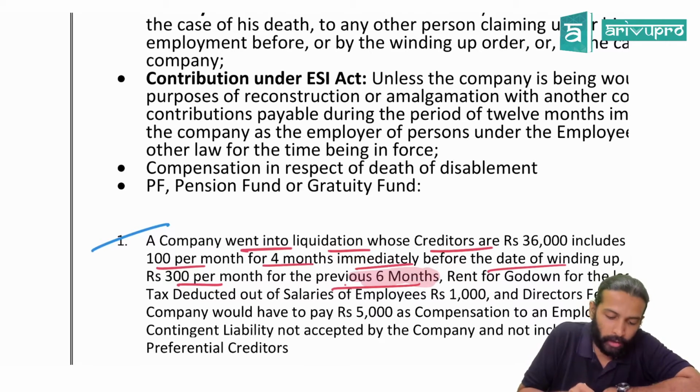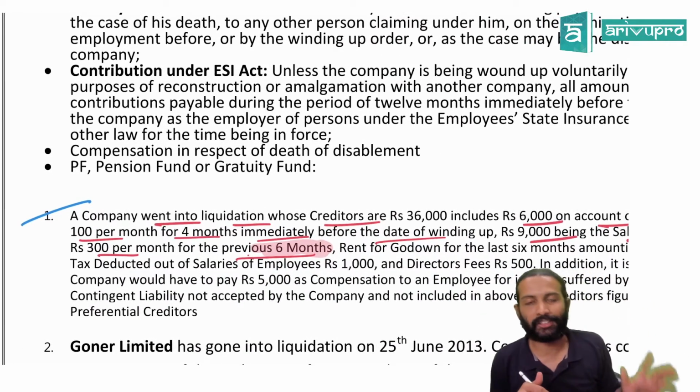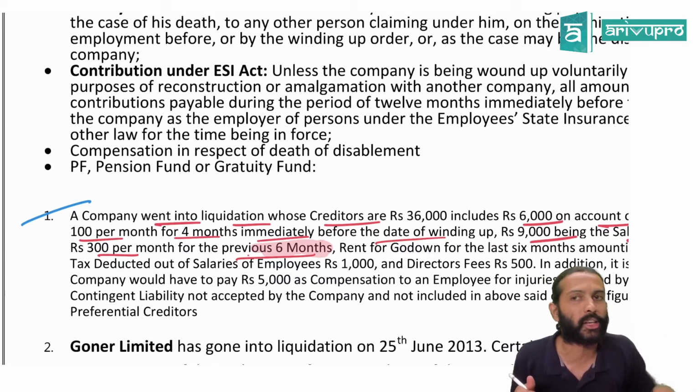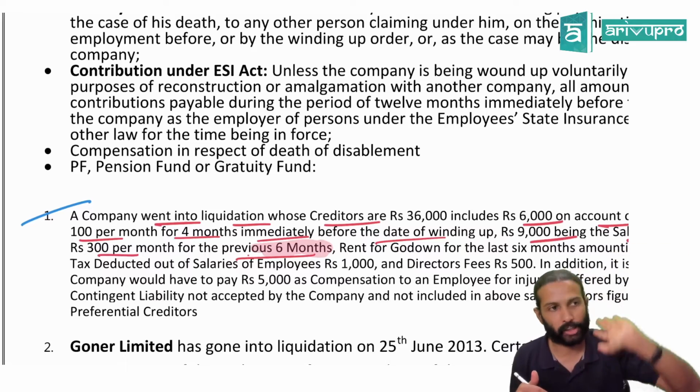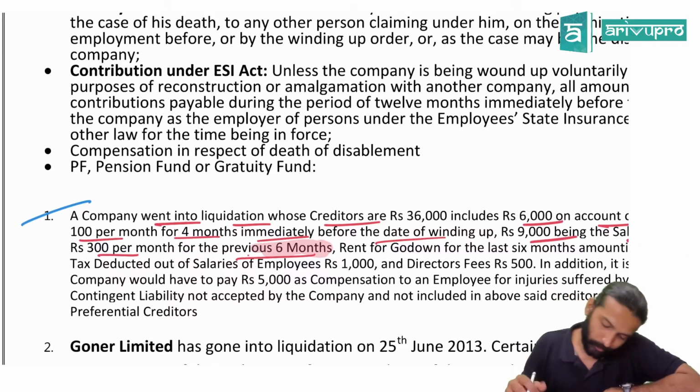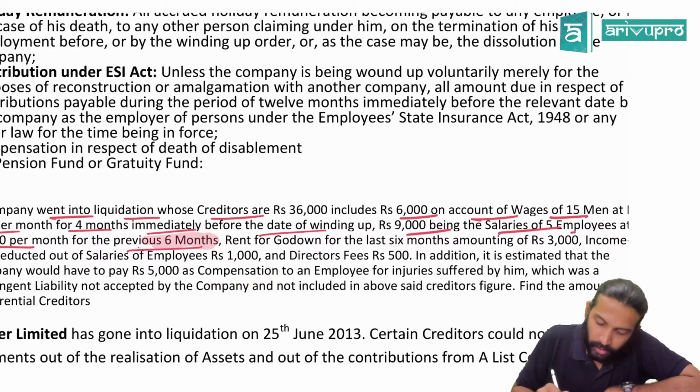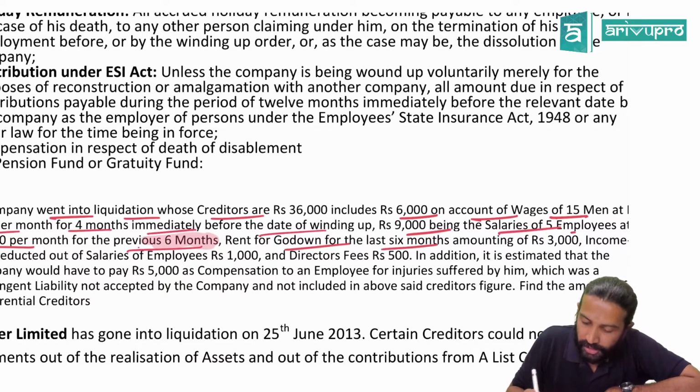Salary is due for 5 men for 6 months. The entire 6 months, can I treat it as preferential creditors, sir, or only 4 months? 4 months of this will be considered as preferential creditors. Manageable. Okay. Next, rent for a godown for the last 6 months we have not paid.